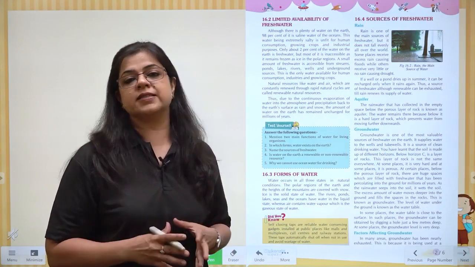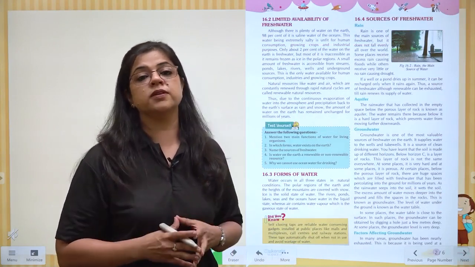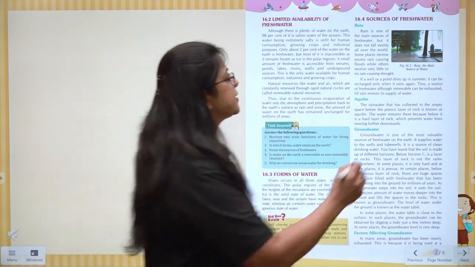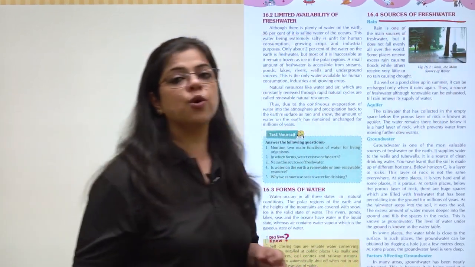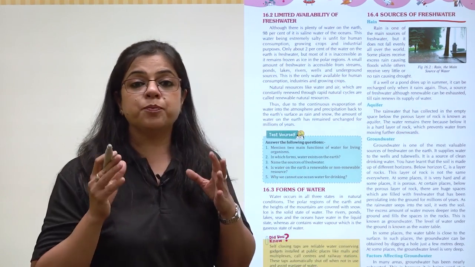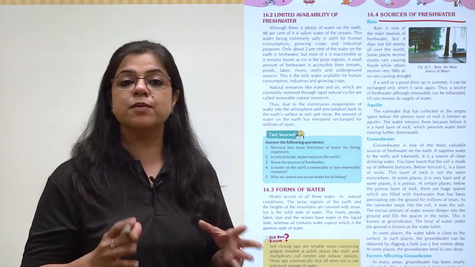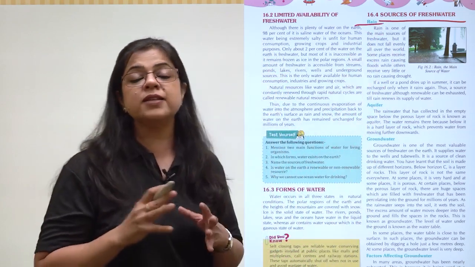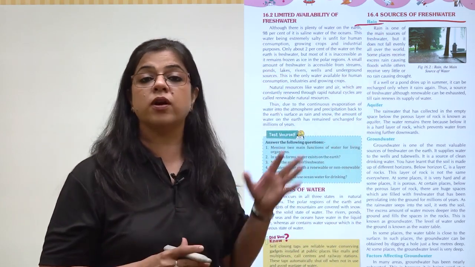We have just discussed that this fresh water that is available for human consumption is limited. Let us understand what are the sources of fresh water. So the purest form of water that comes down on earth is called rain. It is the main source of fresh water on earth.